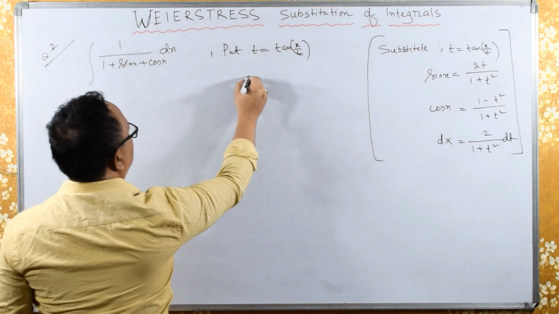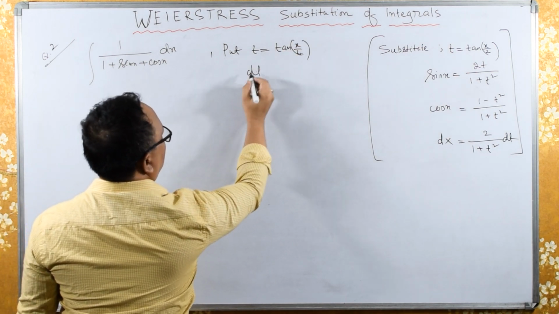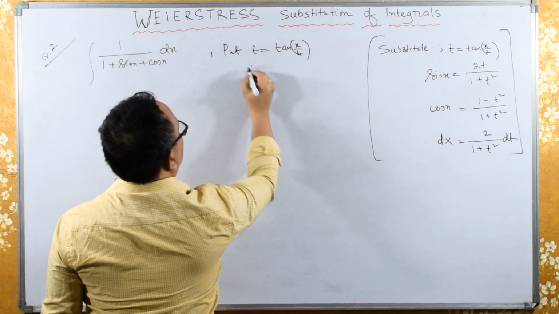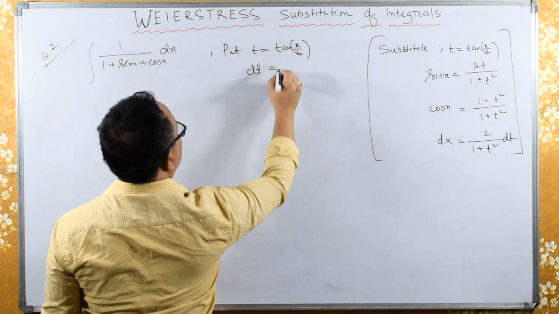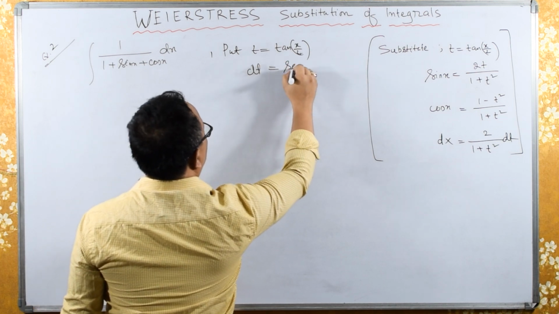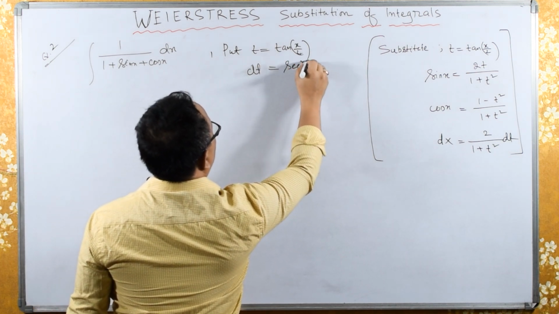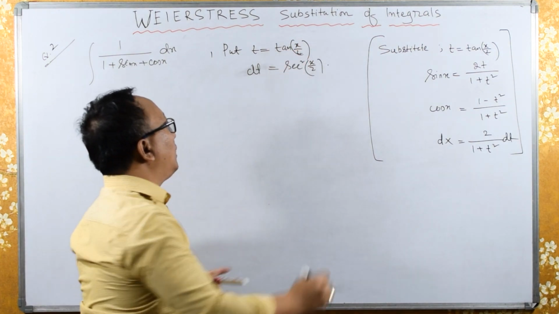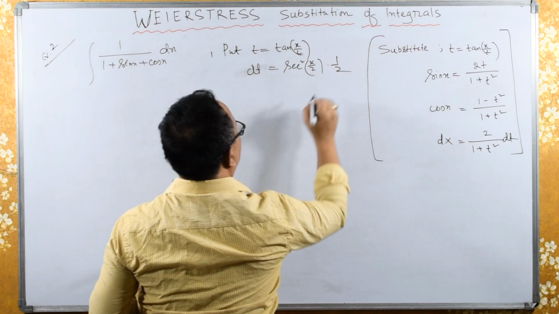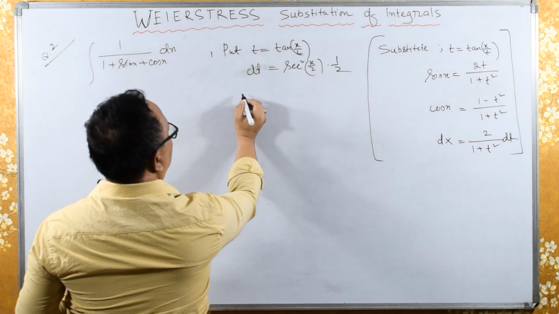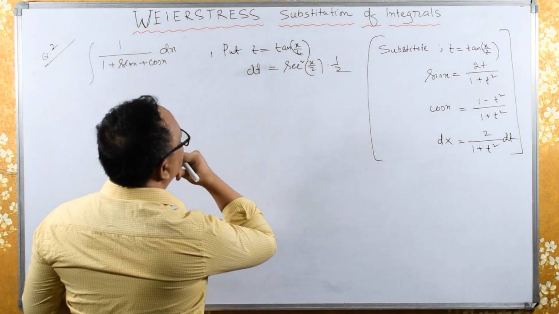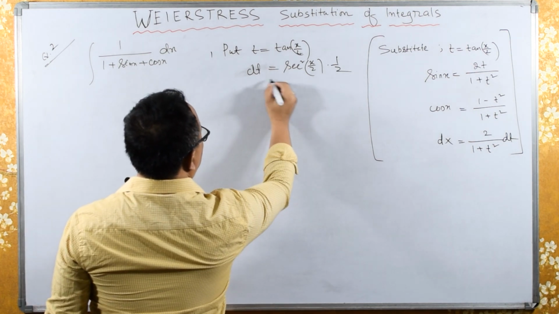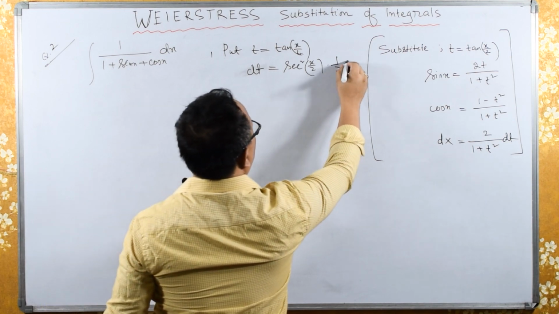If you do this, differentiate: dt equals what? Or you can say, differentiating tan x by 2 dt equals, differentiation of tan is what? Sec square x by 2. And then d/dx of x by 2 is what? 1 by 2. So therefore dt, I need dt in terms of what? In terms of x. This is dt, same as into dx.